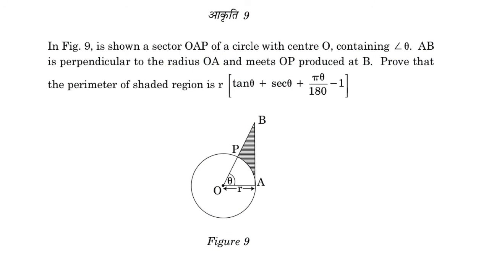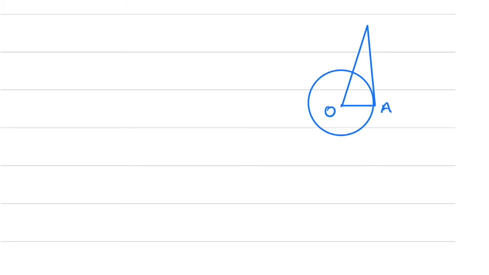26th question. In this question we are given a figure which has a circle with center O, and we have a triangle here, A, B, this angle is theta, and AB is perpendicular to the radius OA. We know this is shown as the tangent, and radius is OA, R, and we have a shaded portion here.